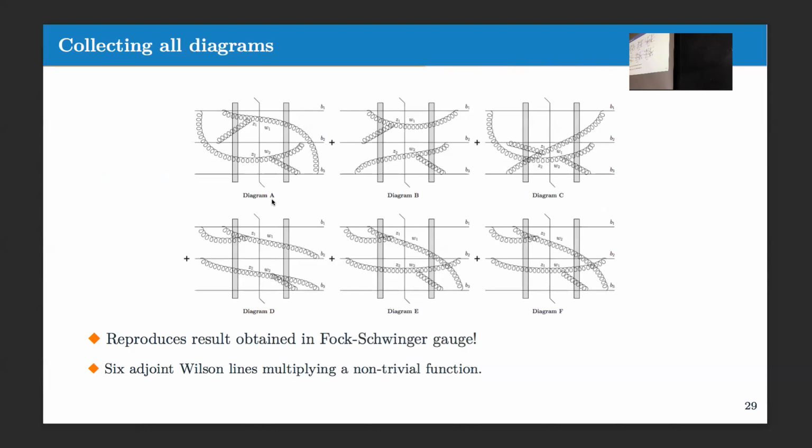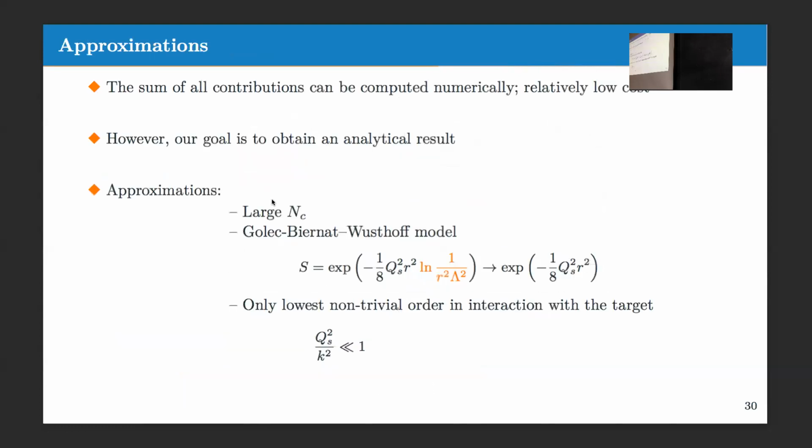But you can understand the complexity of this result by just looking at it. It will involve six Wilson lines multiplying some non-trivial function in momentum space which you have to compute. This is why numerically it is not that straightforward. It's just using this functional form which I showed you before. But nevertheless, what we wanted was to compute an actual number and see somehow the momentum dependence, at least by doing some maybe rough approximations.